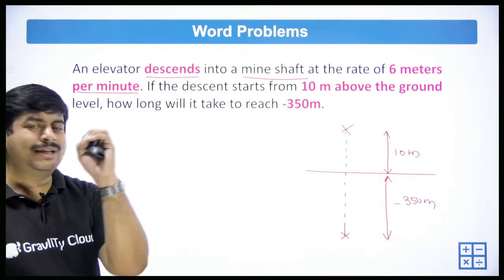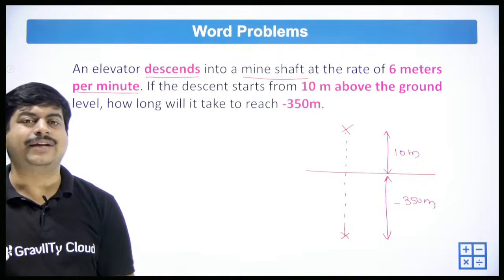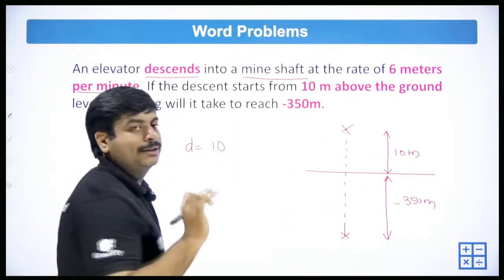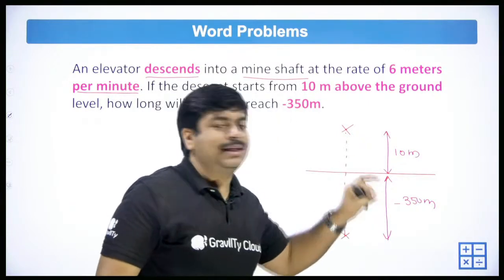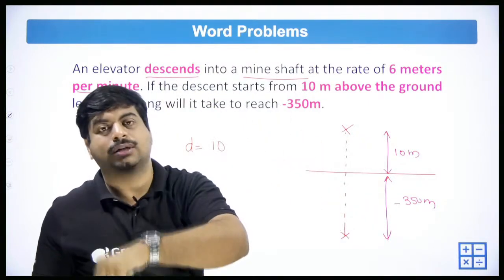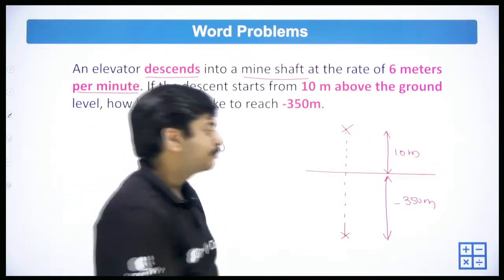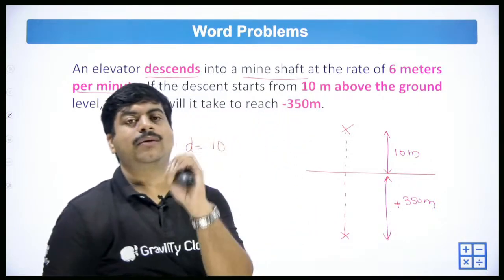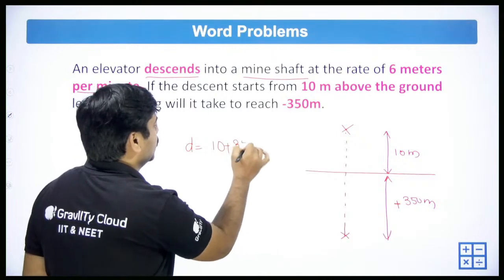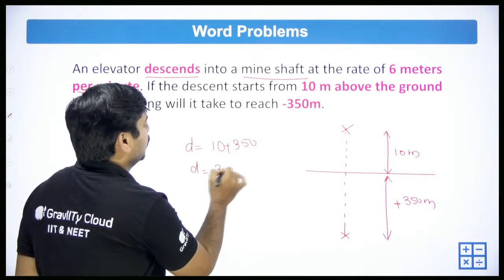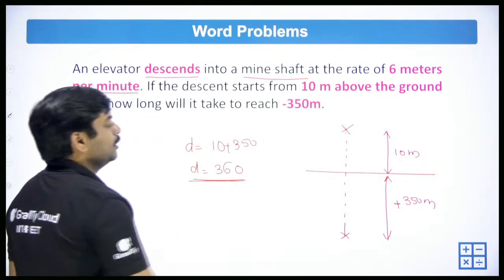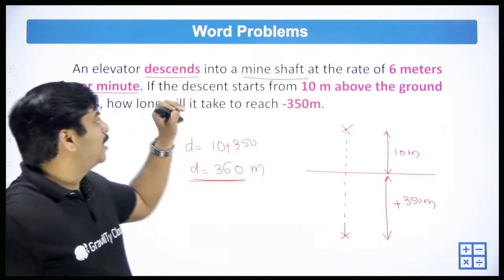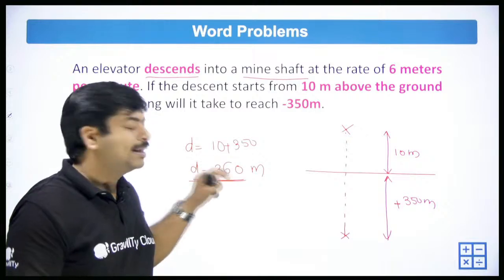Now tell me, what is the total distance it is covering? The total distance is 10 meters above, and although it is minus 350, negative means reverse direction. The distance is 350 meters only. It is a plus 350 meters. The distance is always positive. So distance is equal to 10 plus 350, that will give you 360. So the total distance traveled by the elevator is 360 meters.